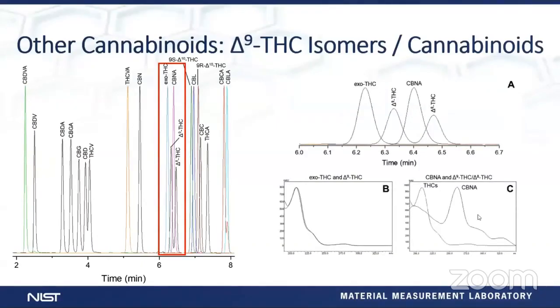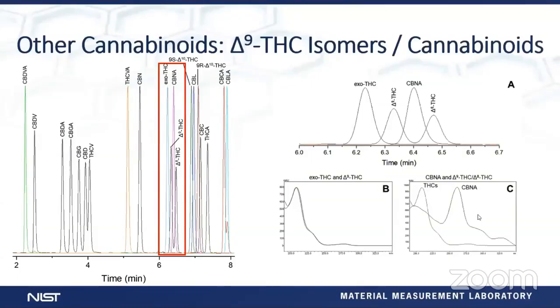So if you see here highlighted in the red box, there's a focus around delta-9 and delta-8 THC. Even though they both are almost baseline resolved here, you can see there are common interferences from CBNA that can be found in plant samples that elutes right in the middle of both of them. And then exo-THC elutes prior to delta-9.